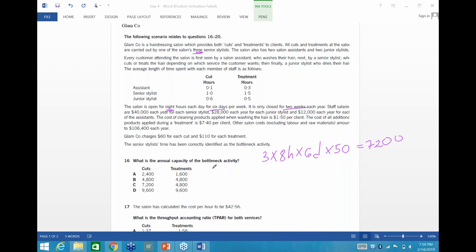Okay. So what is the bottleneck activity? If I take a haircut, it takes 1 hour, so I can do 7,200 haircuts. If I take the treatment, it takes 1.5 hours, which means I can do 4,800. Answer C.